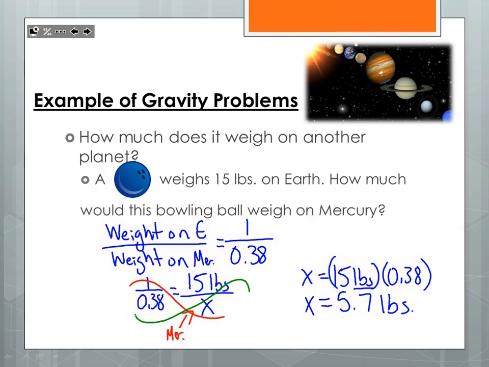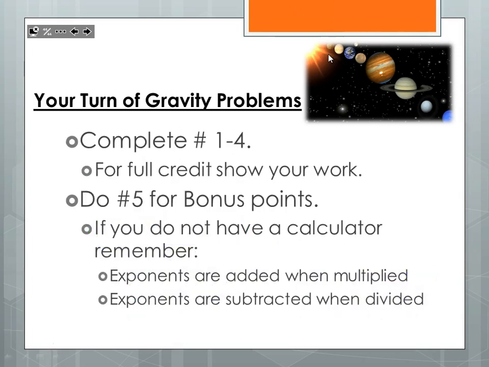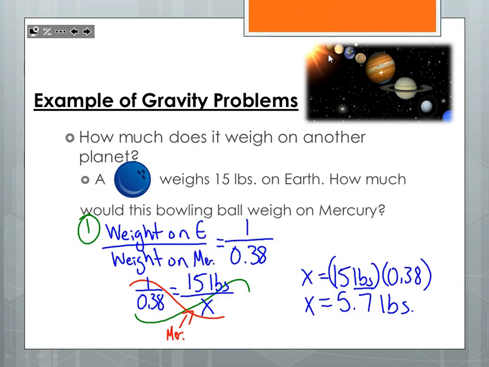Make sure the first step you do on answering 1 through 4 is you find the ratio. You need to find the ratio first. So where we talk about number 1 for the cat, it says the cat weighs 8.5 pounds on Earth. How much would this cat weigh on Neptune?